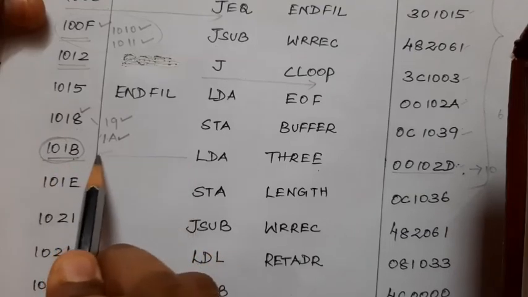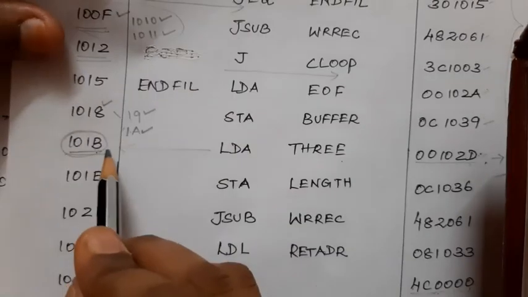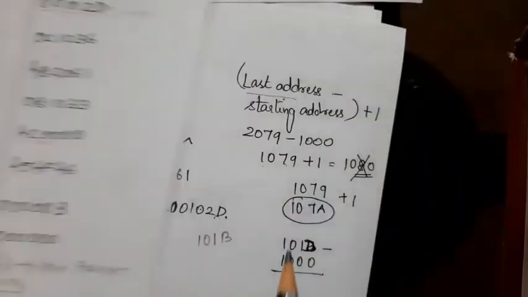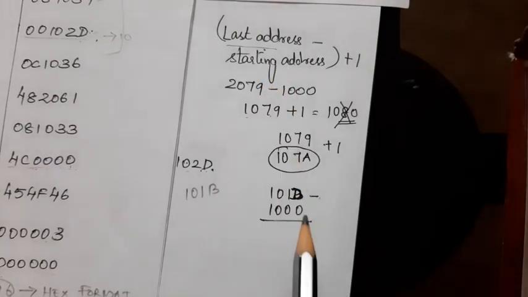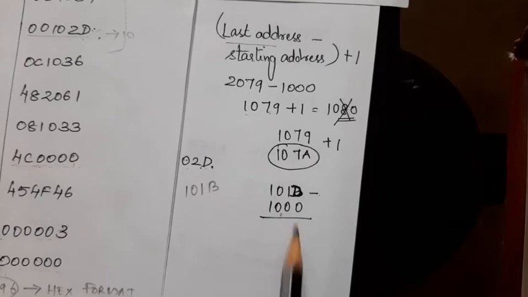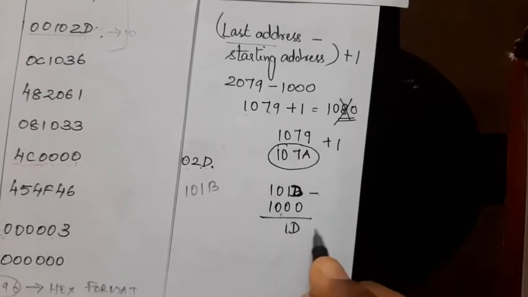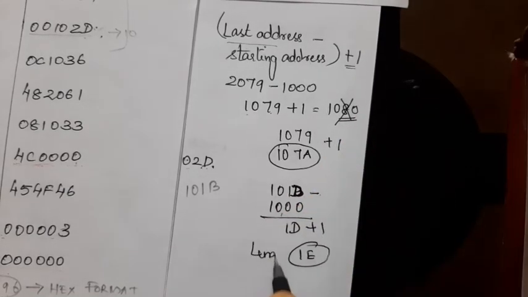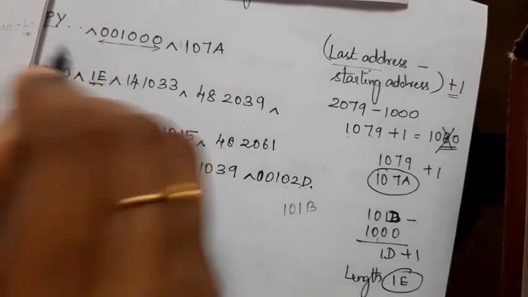It means that it is the starting address. So the instruction ends where? 1C, 1D. So 1, 2, 3. So we have to write here 101D minus the starting address of the program, 1000. So what do we get here? 1D. 1D, and this plus 1 will give 1E. So this is the length of the text record here. So we will write 1E.